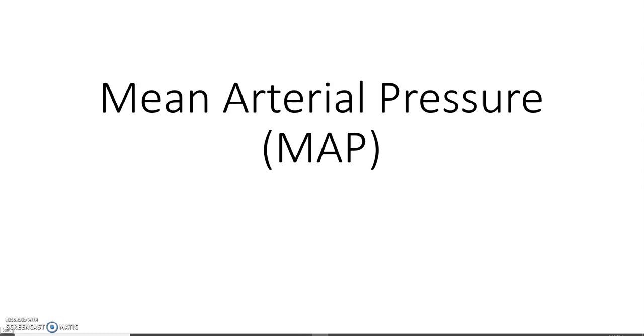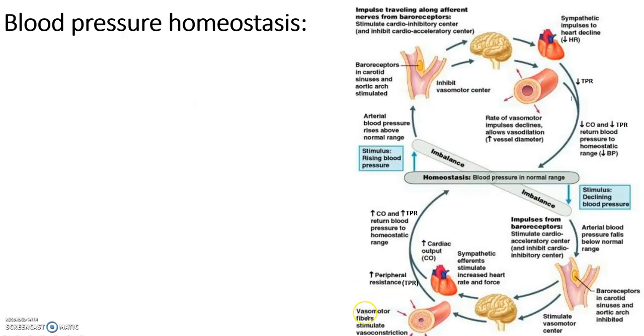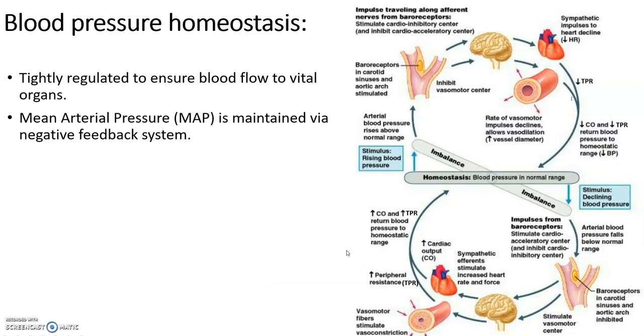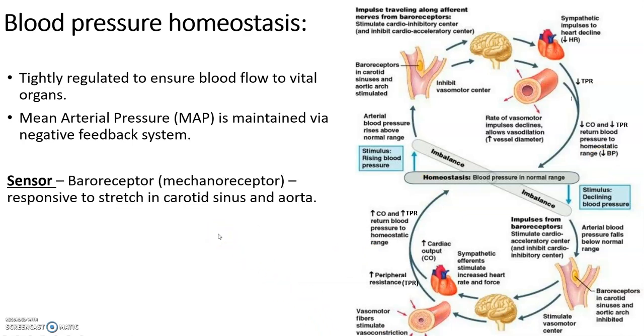Hello and welcome to exercise number 10, where we will talk about mean arterial pressure and the physiology behind that, or what we come to know as MAP. So MAP, mean arterial pressure, is a tightly regulated system. It's maintained by a negative feedback system. So we've talked about many negative feedback systems in the past. You'll recognize some similarities here, and you may also notice the specific parts of this.